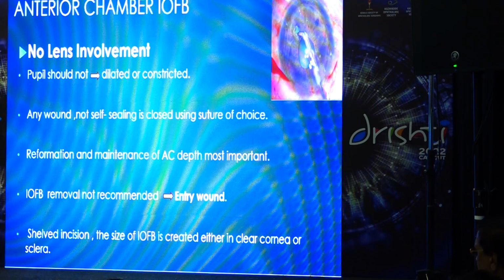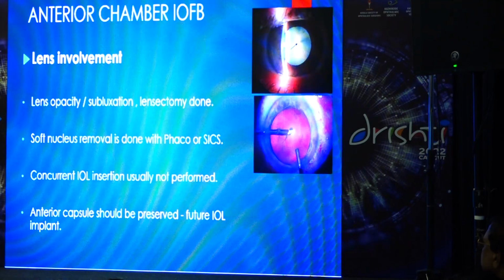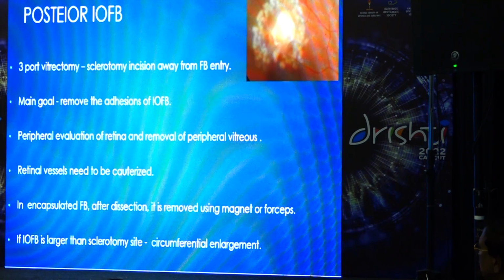An extra shelved incision, almost the size of the intraocular foreign body, should be created in the clear cornea or sclera for its removal. If there is lens involvement in the form of phacodonesis, subluxation or opacity, we can do a lensectomy done with phaco or SICS. Concurrent IOL insertion is not ideally done because of the risk of severe post-operative inflammation, but anterior capsule is retained for future IOL insertion. In cases of posterior chamber intraocular foreign body, we do a 3-port vitrectomy.